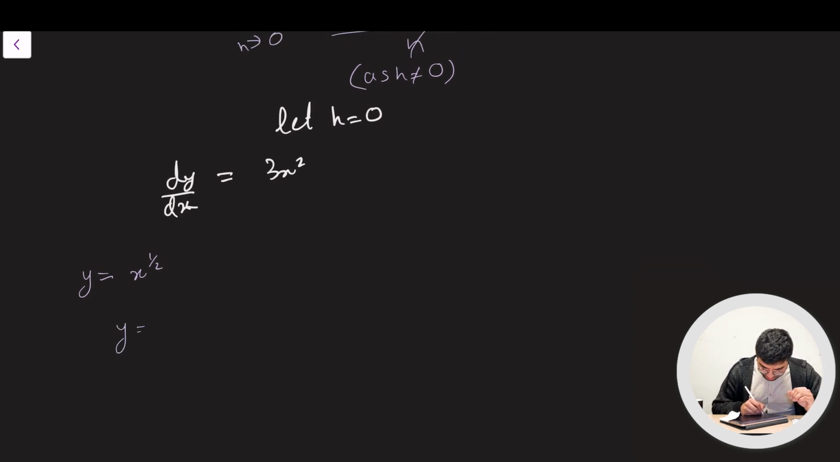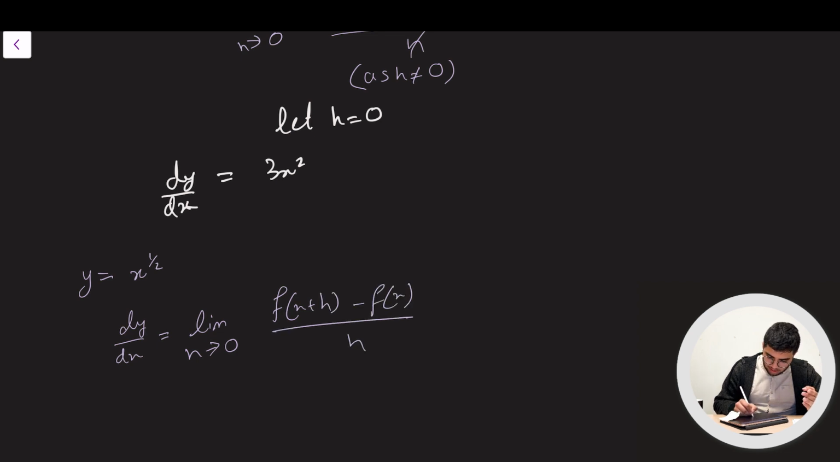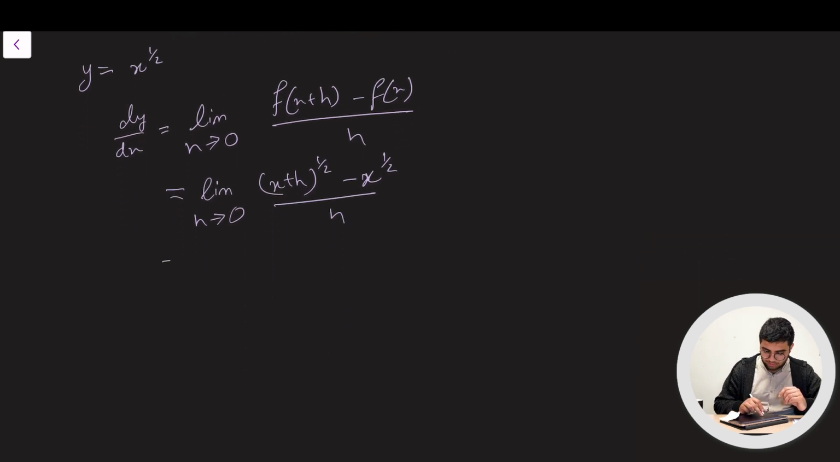Okay, so y is equal to x to the power of 1 over 2. So dy on dx is equal to, again, don't even need to read it out this time. It should be getting stuck in your memory at this point. Limit as h approaches 0 of x plus h to the power of 1 over 2 take x to the power of 1 over 2 all over h.